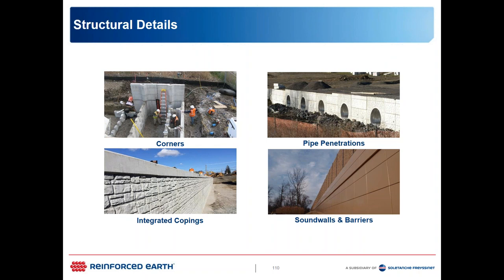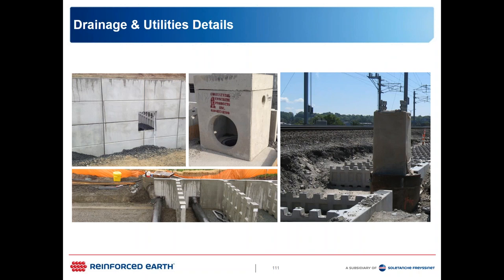We could provide an integrated coping. It can also be designed for a barrier or a noise wall on the top. So all these kinds of details have been very well worked out for the T-wall system as well, just like for reinforced earth. Drainage structures can be properly accommodated for. Special T-wall units can be designed with perforations and cutouts so that pipes, inlets, and all kinds of drainage structures are properly handled.